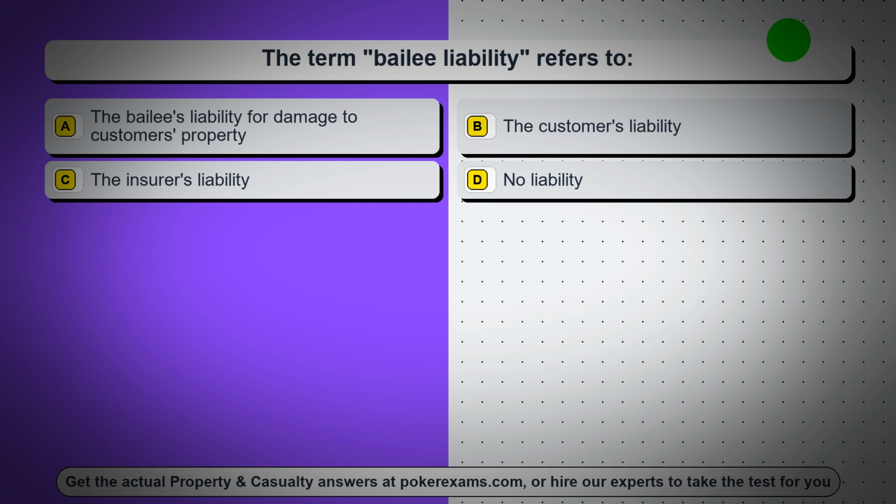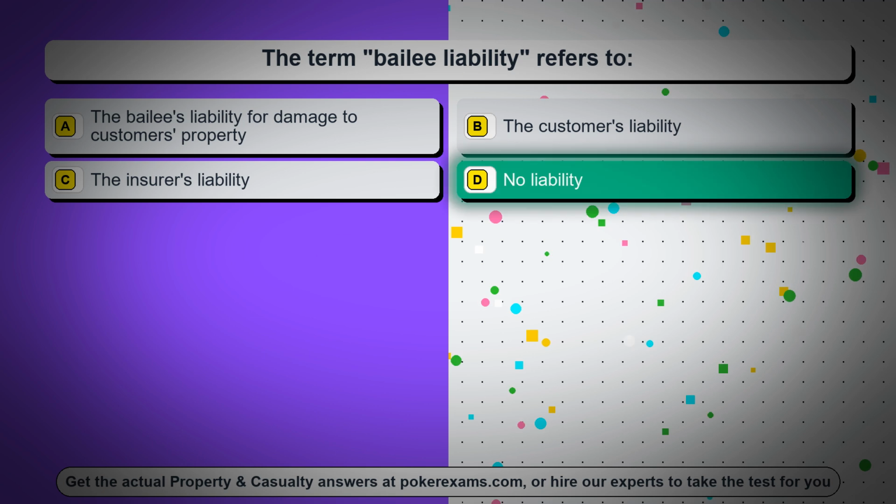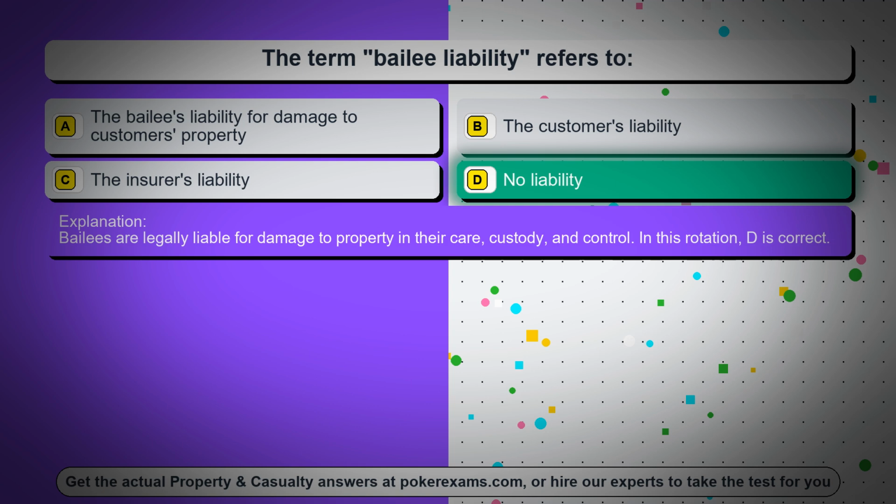Question 40. The term Bailey liability refers to, option A, the Bailey's liability for damage to customer's property. Option B, the customer's liability. Option C, the insurer's liability. Option D, no liability. The correct answer is option D, no liability. Baileys are legally liable for damage to property in their care, custody, and control. In this rotation, D is correct.